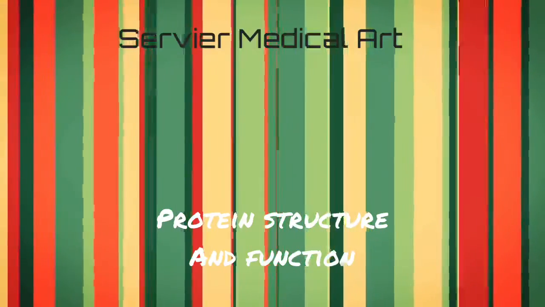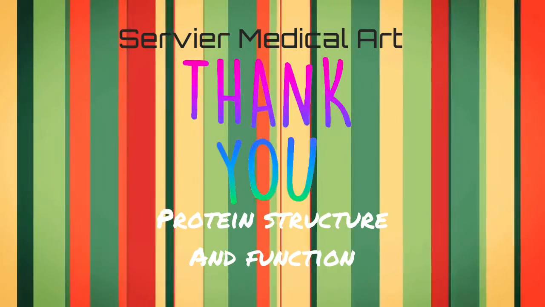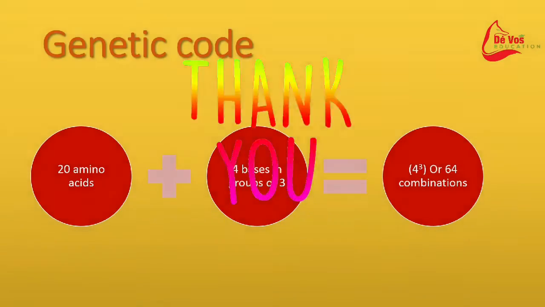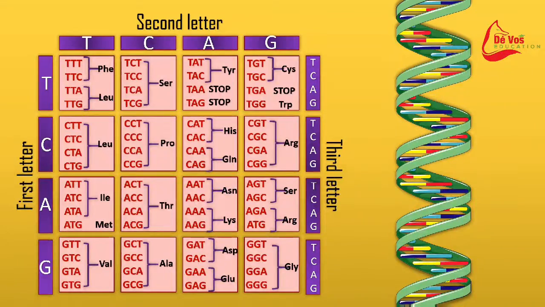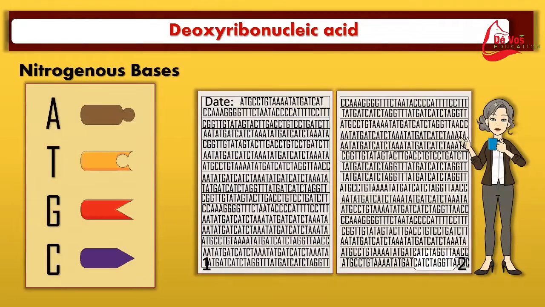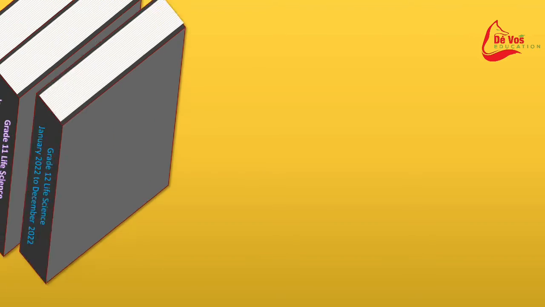Today we're going to talk about protein structure and function. The genetic code is the term we use for the way that the four bases of DNA, A, T, C, and G, are strung together in order for a protein to be coded for. In the genetic code, each 3 nucleotides in a row counts as a triplet and codes for a single amino acid.